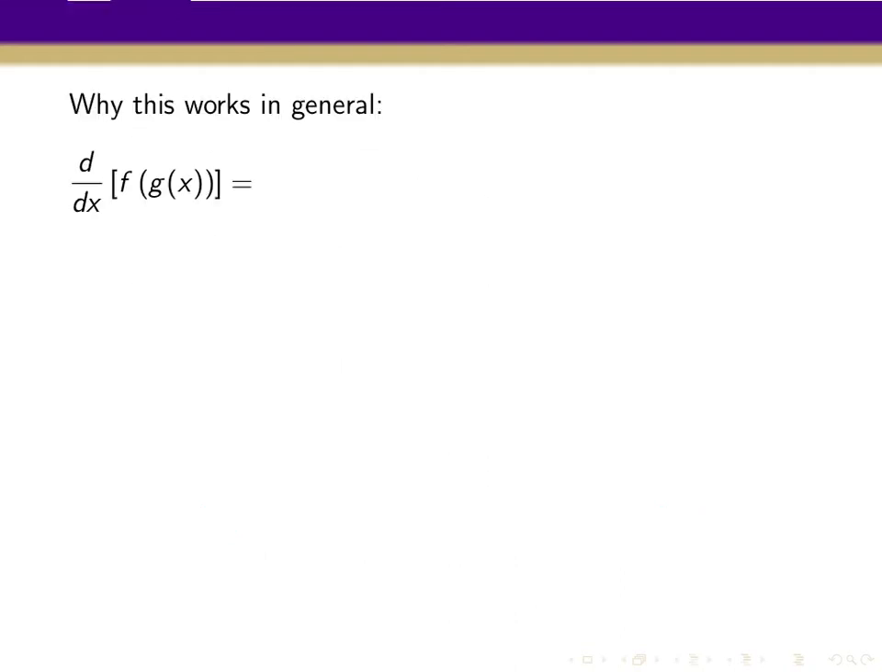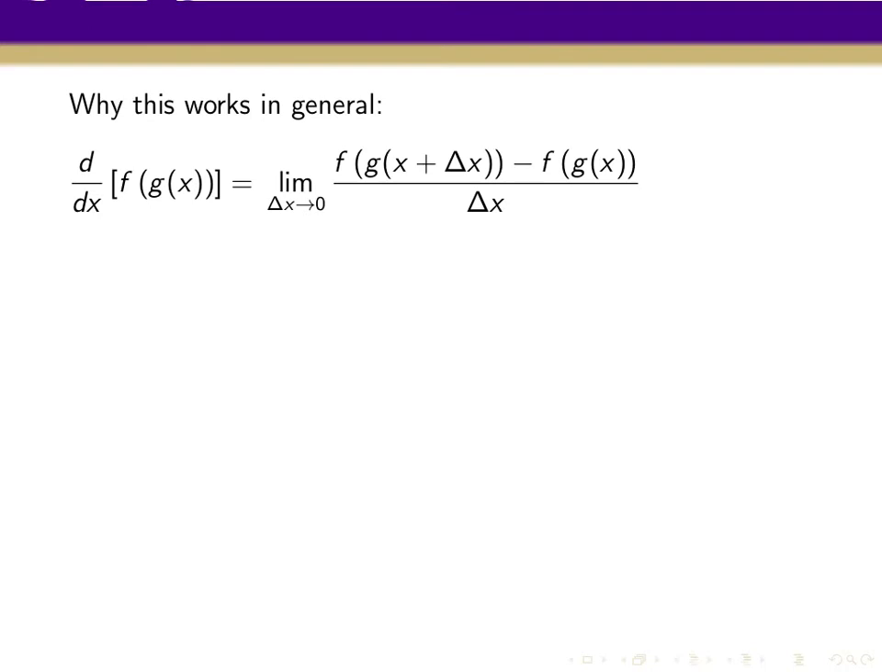Okay, so let's see how this works in general. And we're going to go about this the same way that we did before. So we're trying to take the derivative of f of g of x. So we're going to use our derivative definition. And so we have f of g of x plus delta x, and then minus f of g of x, and then all divided by delta x.